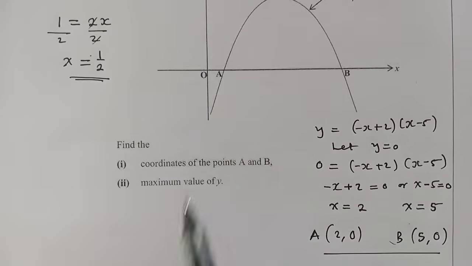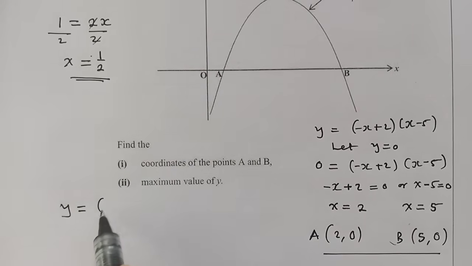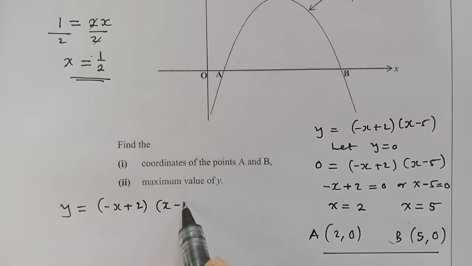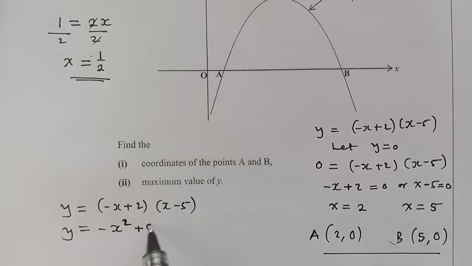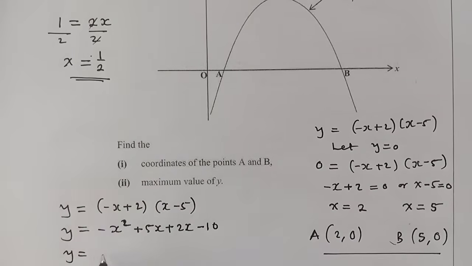We try the maximum. So for us to find the maximum, we get the given function, the way it looks. Then we multiply. So I have something like this. Here we have 5x, here we have 2x minus 10. Y will be equal to negative x squared plus 7x minus 10.